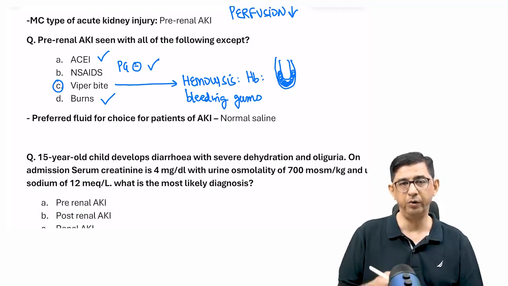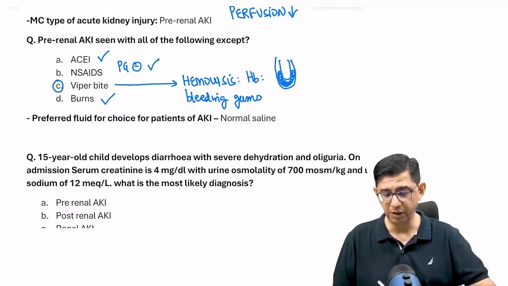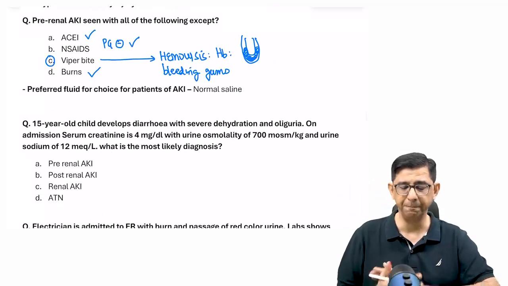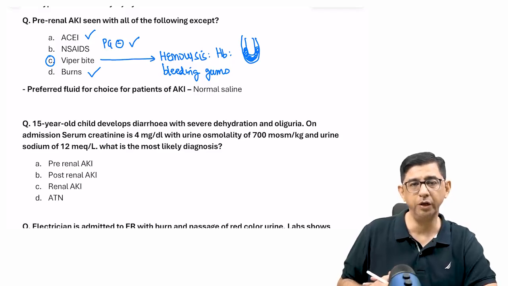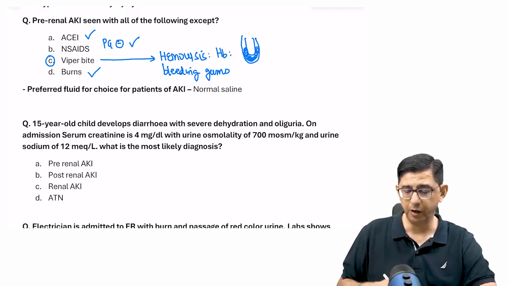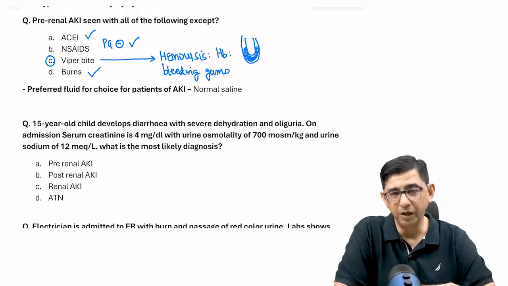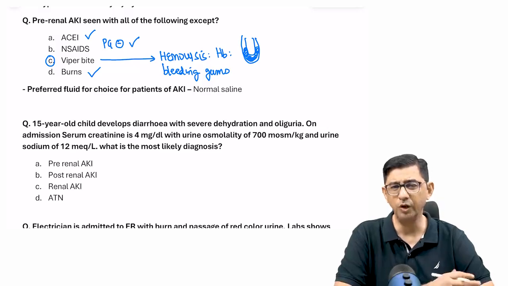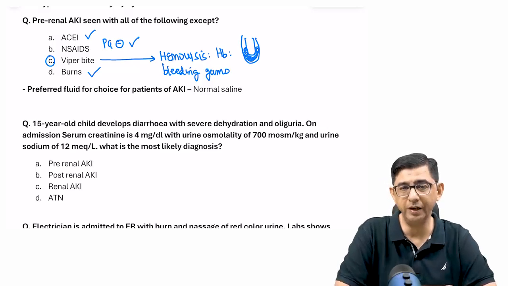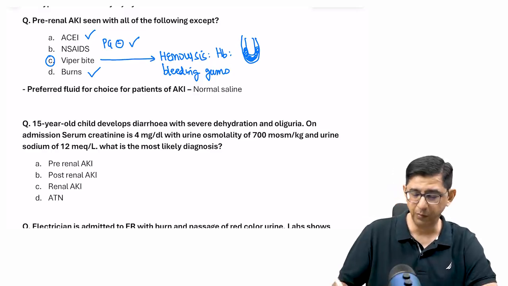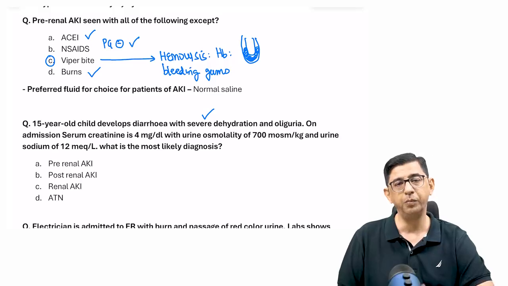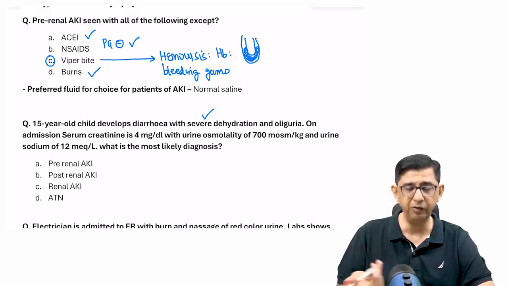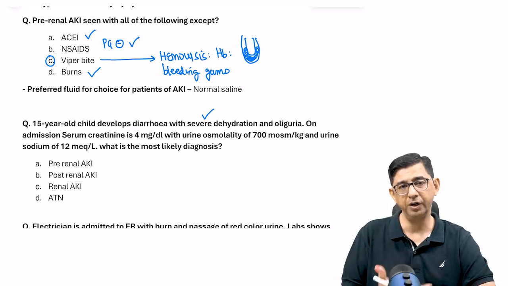And now I'll attempt one more question. This is from FMG exam. He gave a question on a child with diarrhea with severe dehydration and oliguria, and then he gave a couple of these parameters like serum creatinine was elevated, urine osmolality was elevated, and urinary sodium was on the lower side. So he said, what is the likely diagnosis? Some guys solved it by simple logic. Dehydration given, so perfusion of the kidney is less, so it will be by default pre-renal variety. But let's work it out also.